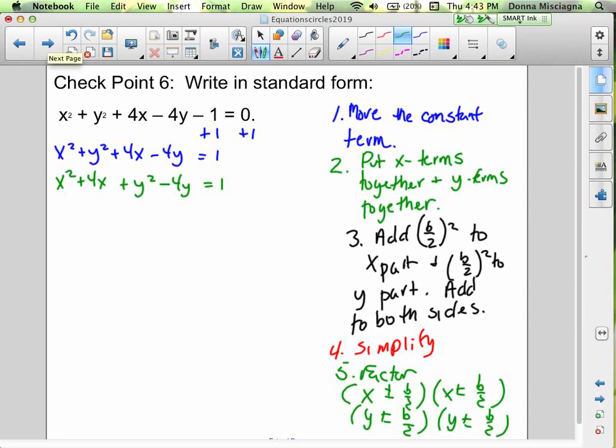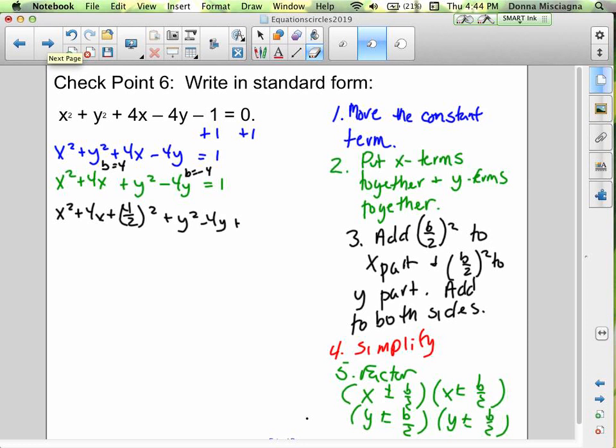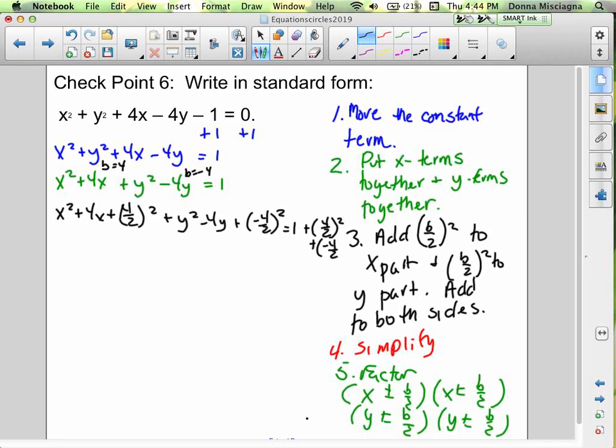Now we want to add b divided by 2 squared to both sides. So for the x terms, b is positive 4. So that would be x squared plus 4x plus 4 divided by 2 squared. For the y terms, b is negative 4. So that would be y squared minus 4y plus negative 4 divided by 2 squared, equals 1. Oops, I keep thinking of what it's going to be after I divide by 2. Negative 4 divided by 2, excuse me, because b is negative 4. So we already have a 1 here, and then we added 4 divided by 2 squared and negative 4 divided by 2 squared.